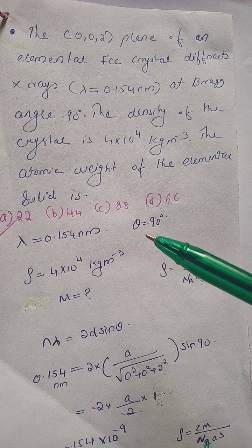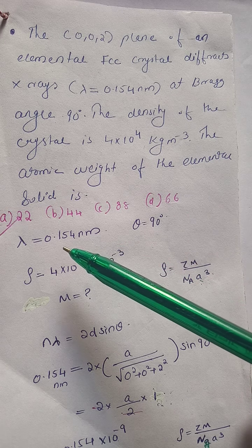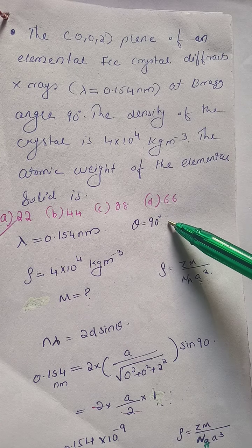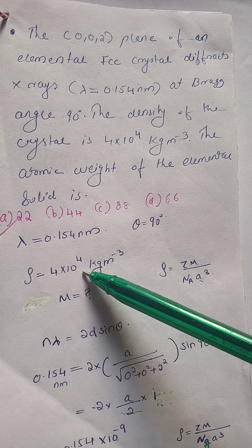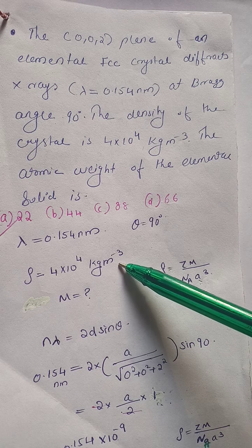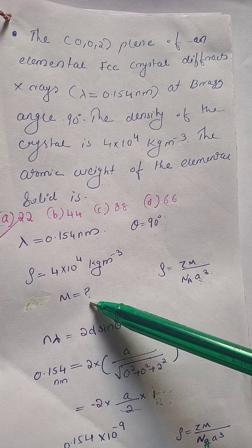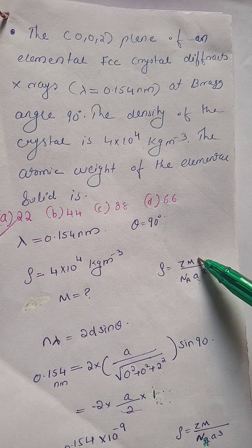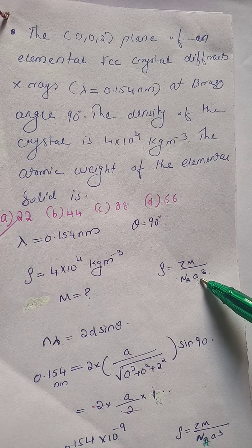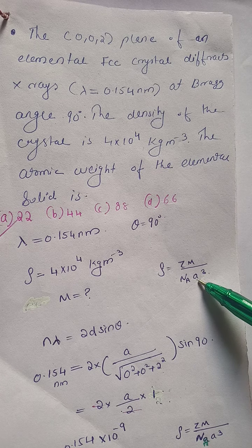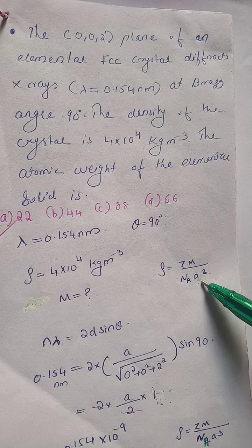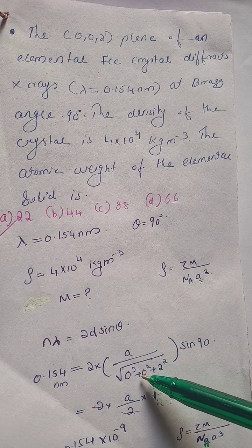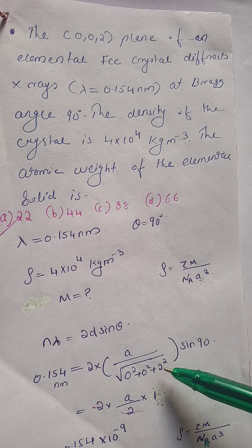First of all, what are the values given? Lambda equal to 0.154 nanometer, theta equal to 90 degrees, rho is equal to 4 × 10^4 kilogram per meter cube, and we have to find the mass. From this equation we can find the mass, but the edge length A is not given here. So using Bragg's law we can find A by substituting for d as A by root h square plus k square plus l square.